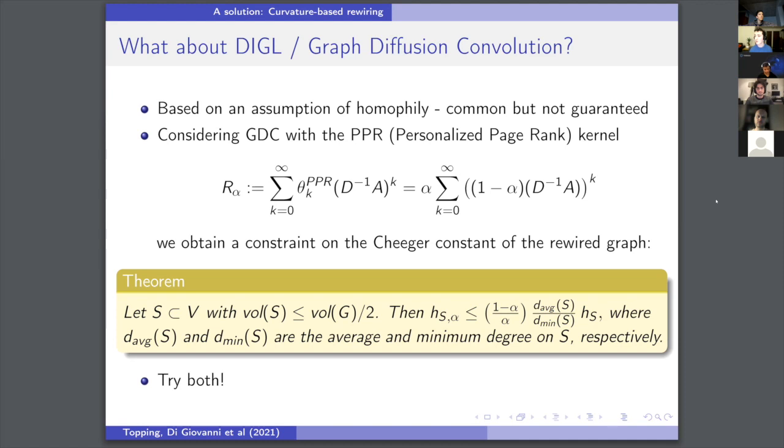So I can see a question from Hans. Yeah, why does DIGL even help at all for alleviating bottlenecks, or why should we expect it to?